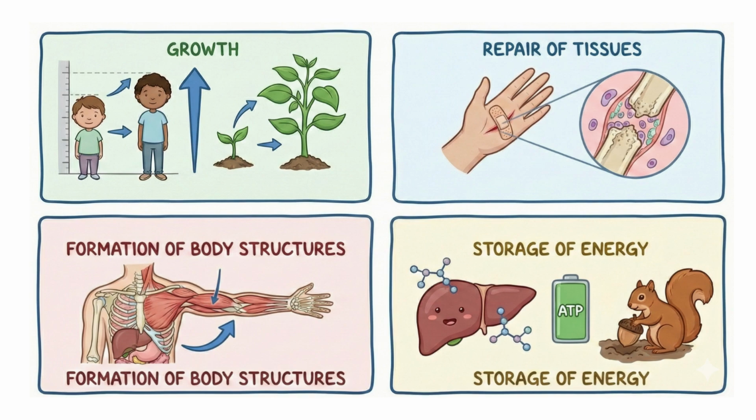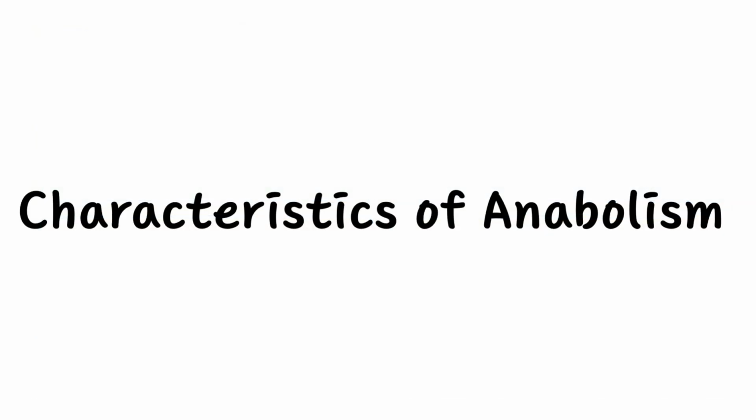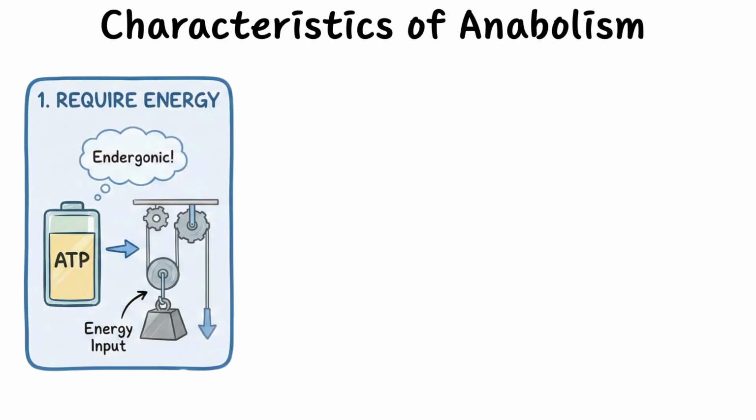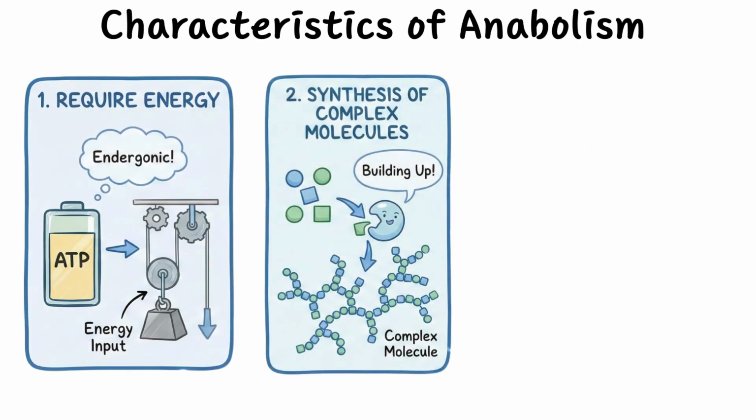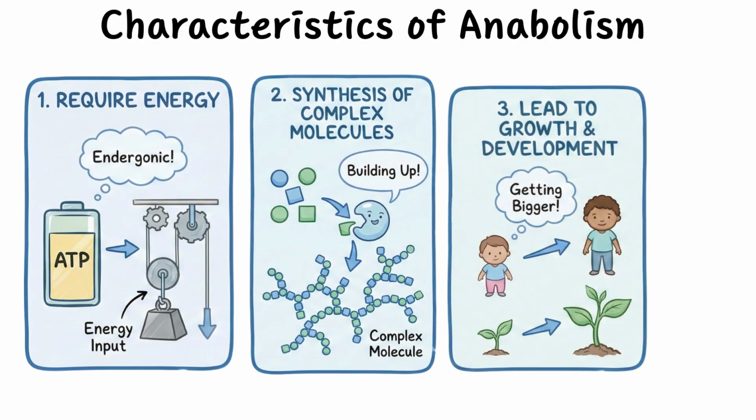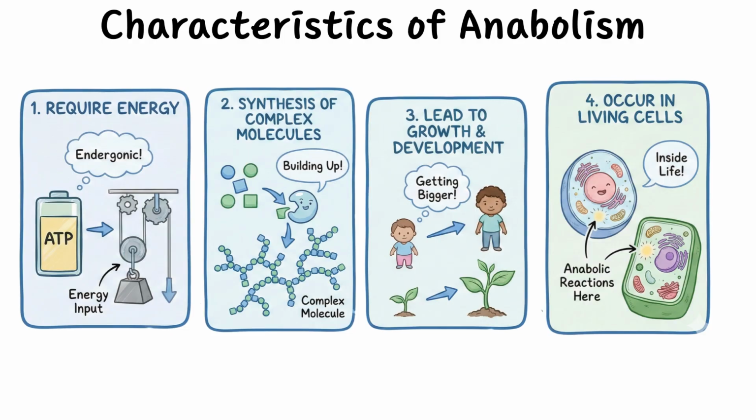So let's look at the major significant characteristics of anabolism. Knowing these characteristics will help you be able to classify whether a reaction is anabolic or catabolic. Anabolic reactions require energy and result in the synthesis of complex molecules. It also leads to growth and development, and it occurs in living cells. These are the major characteristics you should know about anabolism.